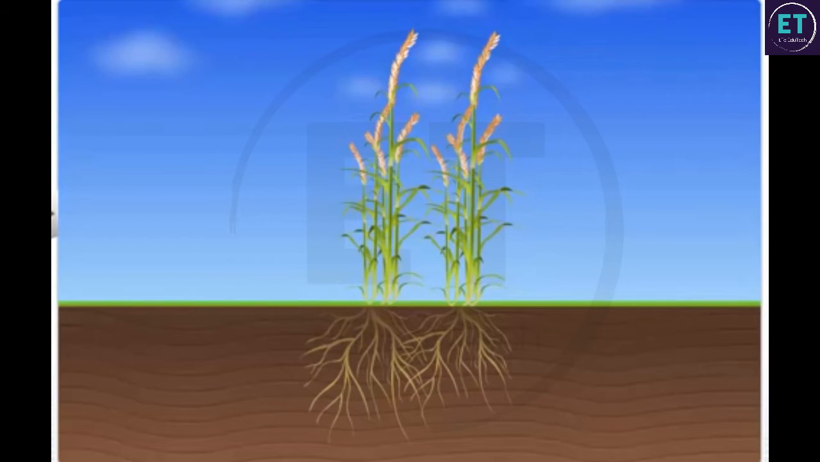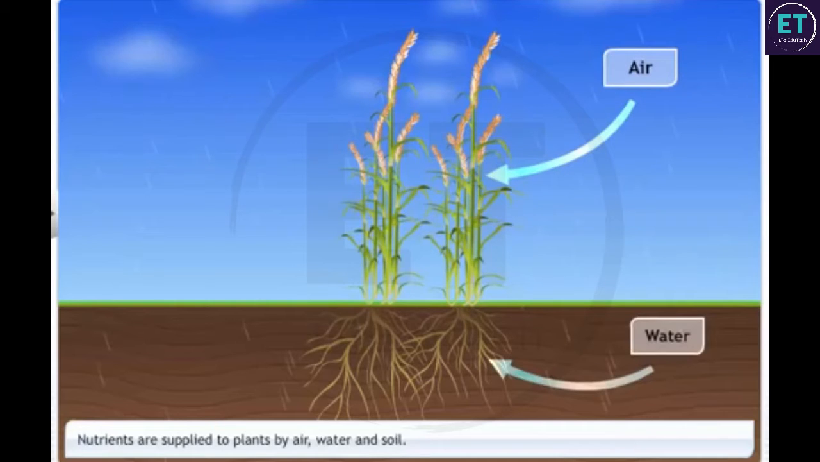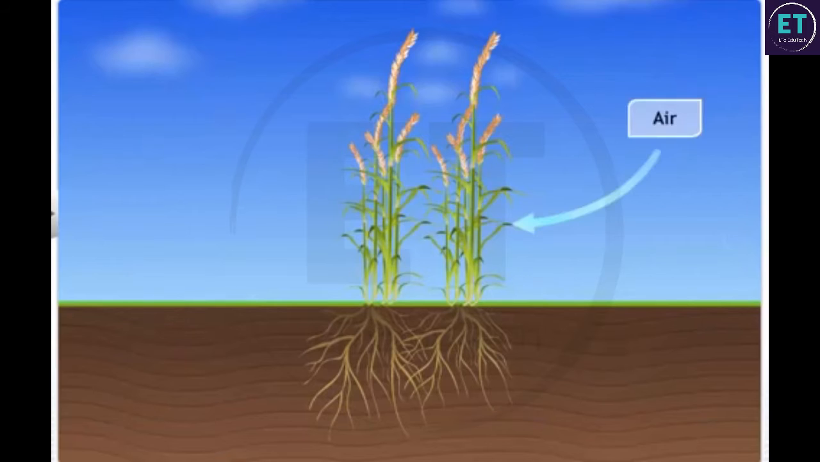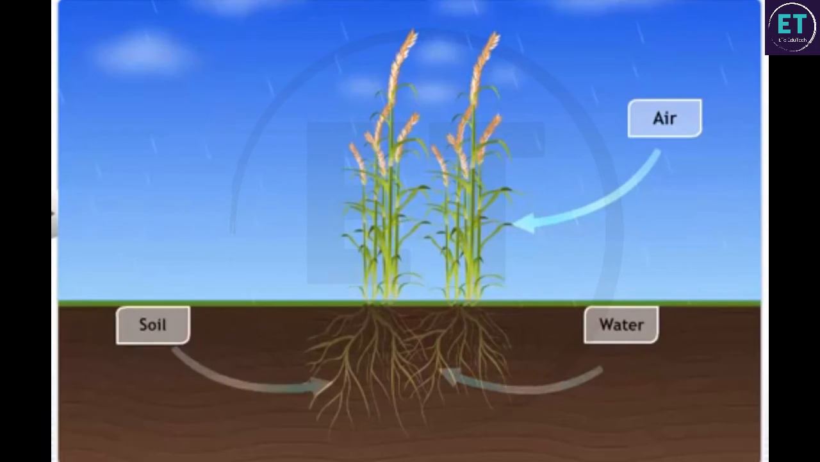There are 16 nutrients that are essential for plants. Nutrients are supplied to plants by air, water, and soil. Air supplies carbon and oxygen. Water supplies hydrogen and oxygen. Soil supplies the rest of the 13 nutrients to the plants.